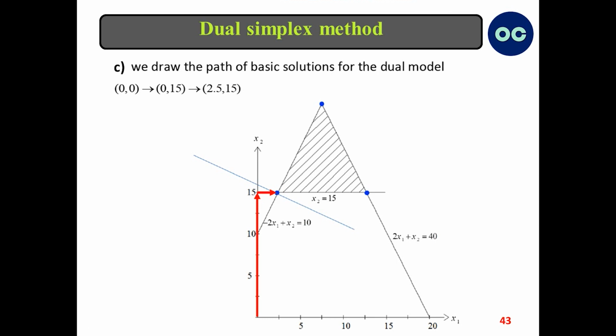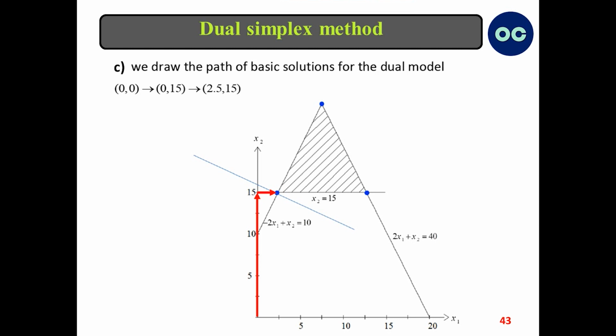We are moving outside. This is a very important point in the dual simplex method. We are moving outside of the feasible region until we reach the feasible region. So we are here, this is out of the feasible region. The next iteration is outside the feasible region, and the last one is the corner point, which is in the feasible region. This is the difference between the dual simplex method and the primal simplex method.